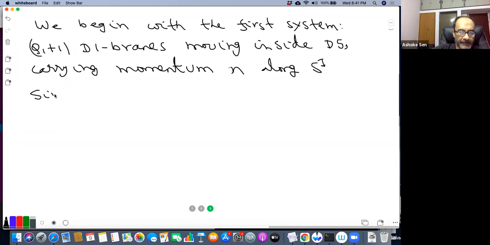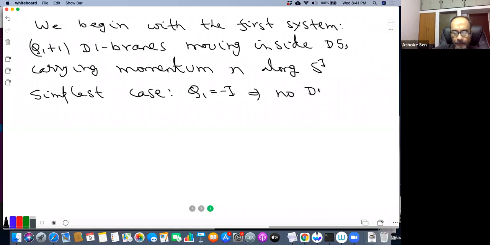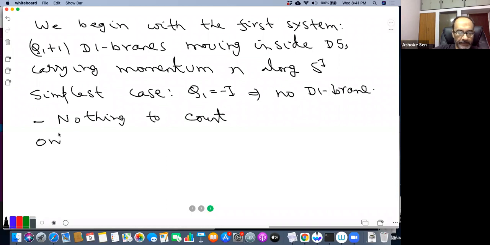But let's look at the simplest case. The simplest case is no D1 brane. That's Q1 equal to -1, which means no D1 brane. And here, of course, there's nothing to count. Only the ground state of D5 remains.